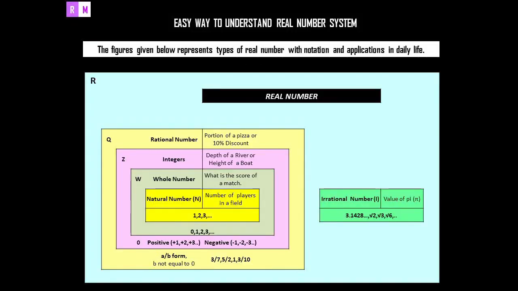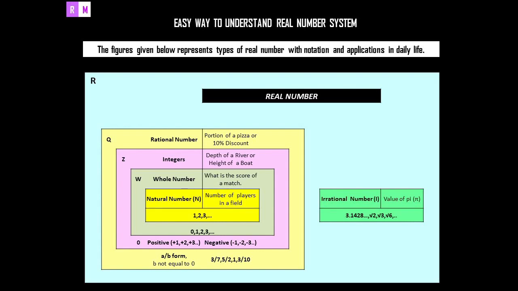From this slide, we will learn the total concept of the real number system. We will start with natural numbers, which are denoted by the capital letter N. Any number like 1, 2, 3 is a natural number. For example, if anyone asks me how many players are there in a football ground, my answer will be 22, which is a natural number.